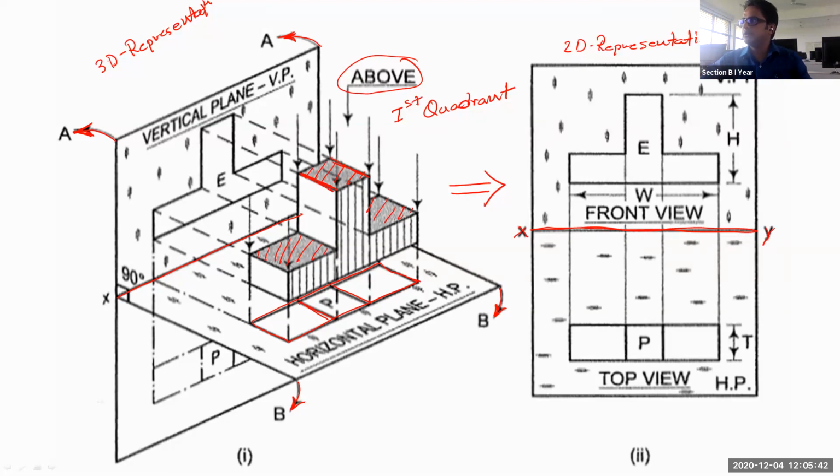Here you will get your VP, this is your HP, this is your top view. Remember below the reference line, keep this in your mind. Below the reference line, you are getting the top view. Above the reference line, you are getting the front view. So this is a simple object.